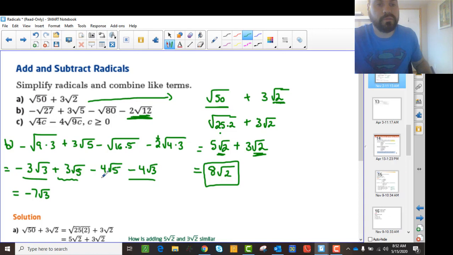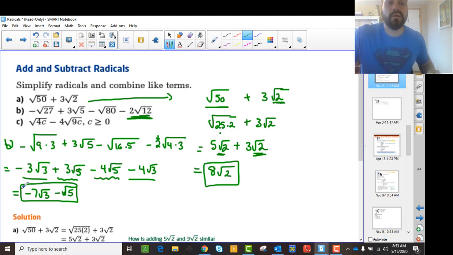And then we have a root 5 here and a root 5 here. 3 minus 4 is minus 1, so minus root 5. And that is our answer. Okay, so that's how we do those questions.